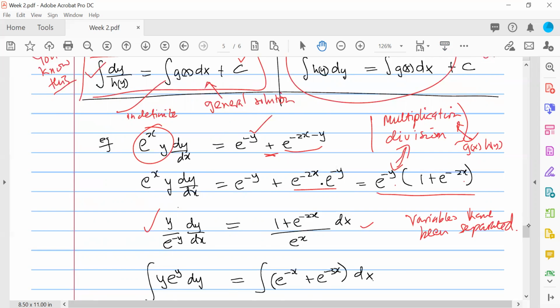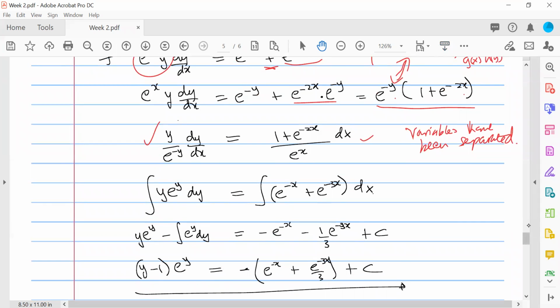Okay. So now that the variables have been separated, the next thing is just to rewrite into easier forms, where I know that 1 over e to the power minus y is equal to e to the power y. And of course, here I can then use my algebra to give me 1 over e to the power x plus e to the power minus 2x over e to the power x to give me e to the power minus x plus e to the power minus 3x. So I'm now using my algebra. So this is just you being clever. You're just being clever here. But if you're not clever at this point, you will suffer.